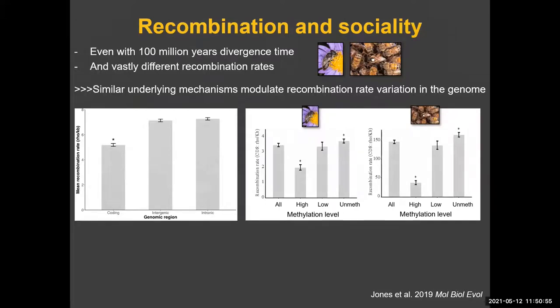And when we compare the recombination rate of orthologous genes in the honeybee and leafcutter bee, we find that methylated genes have lower recombination rate in both species. So therefore, methylation does appear to be a key factor in recombination rate variation. Interestingly, genes previously identified as social genes showed a significant but modest increase in recombination rate in the honeybee only. But what we find is that CpG class or methylation level had a larger effect on levels of recombination rate variation than other factors such as these social genes.